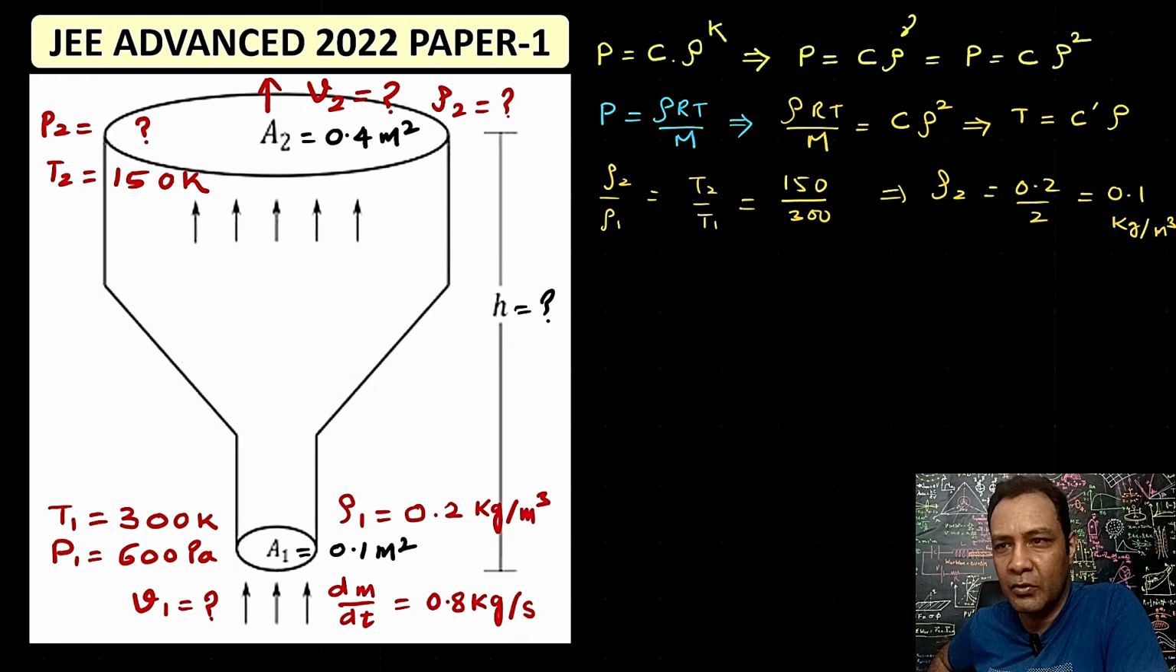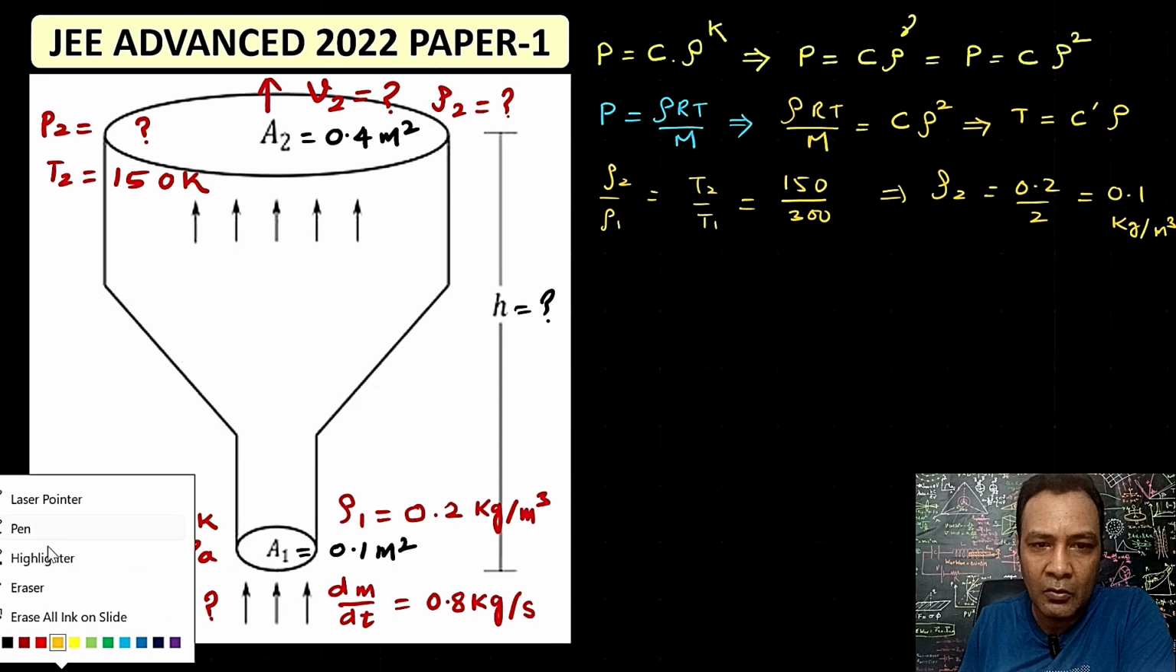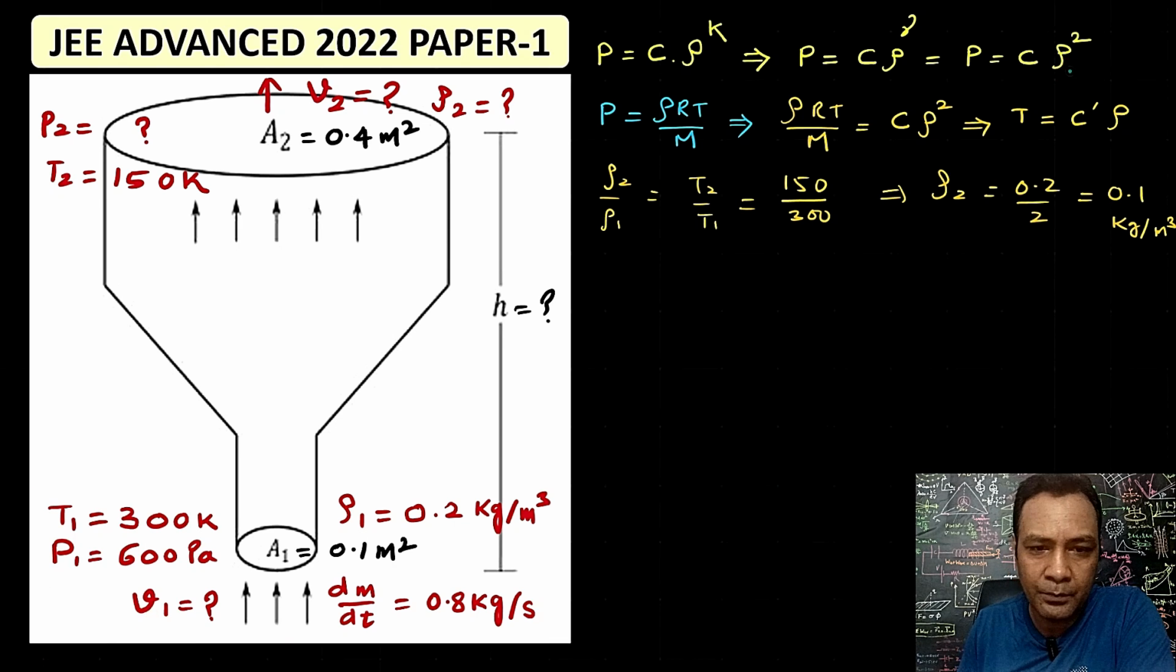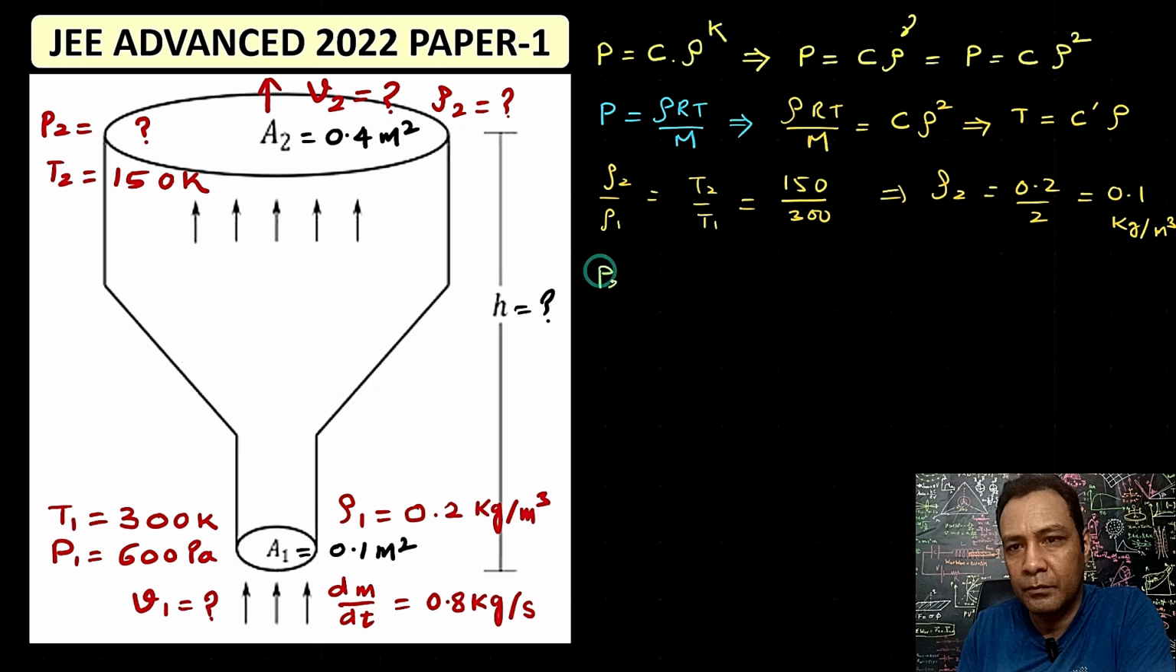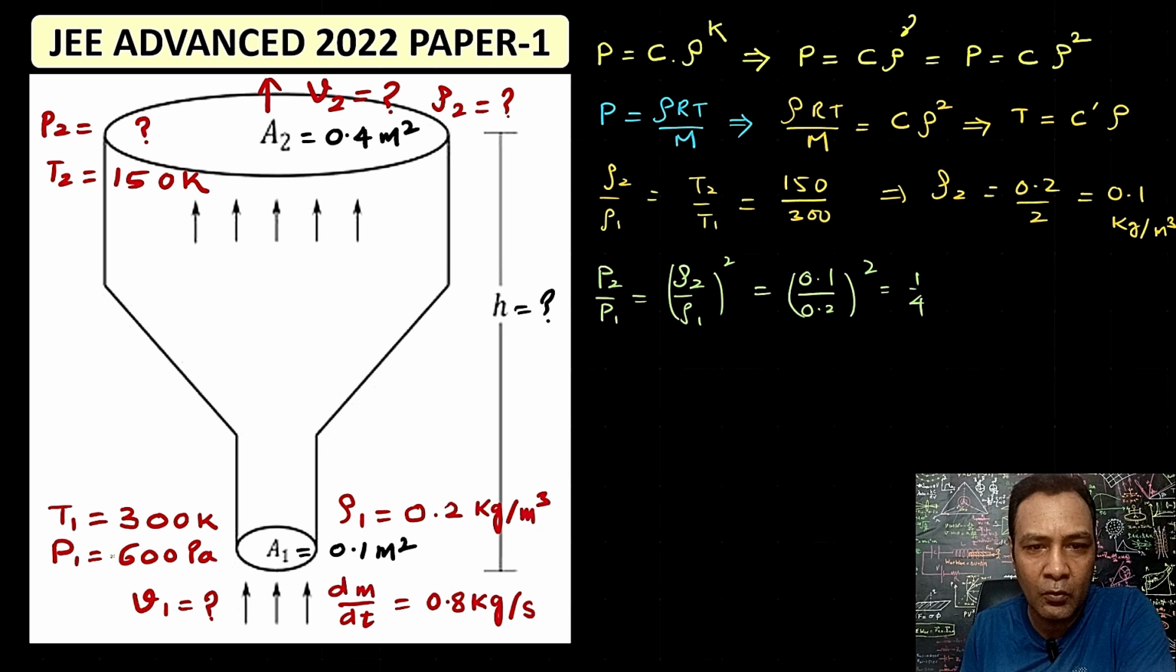In one of the options the density was given; I will check all the options at once. And using this I can calculate P2 also. So now I will use this equation again. P is proportional to rho square. So P2 by P1 is equal to rho 2 by rho 1 whole square. Rho 2 is 0.1 and rho 1 is 0.2, so that will be 1 by 4. So this pressure will be 1/4 of the initial pressure.